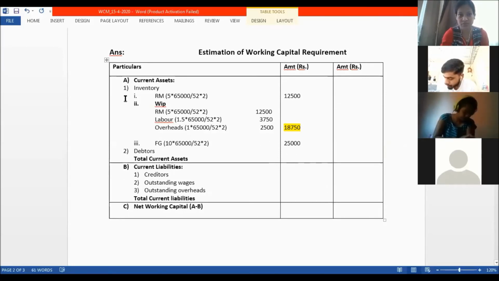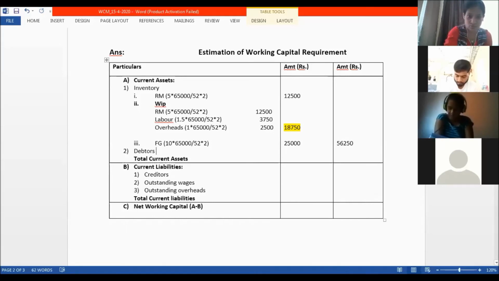Now we are done with these 3 components. Part of inventory is done: raw material, WIP, and finished goods. So you can total these 3 and show it in the outer column only, the total amount of inventory. So 12,500 plus 18,750 plus 25,000, that is 56,250. Okay.